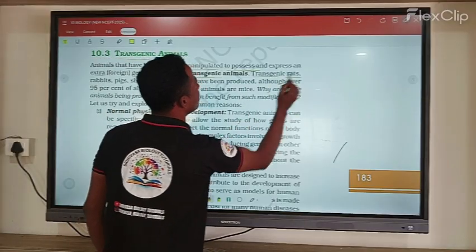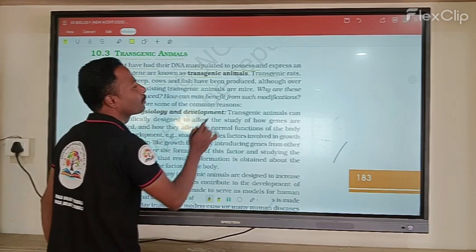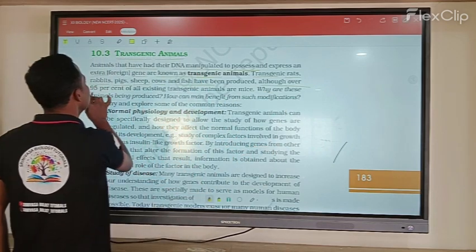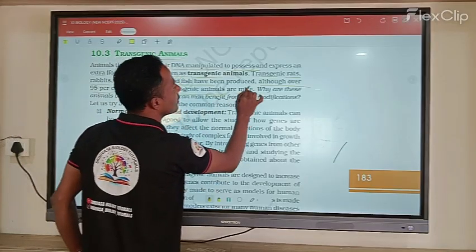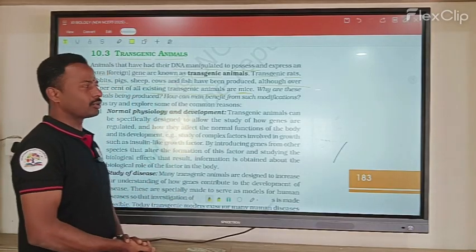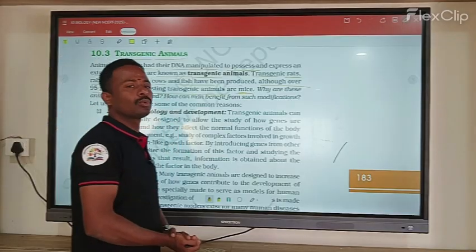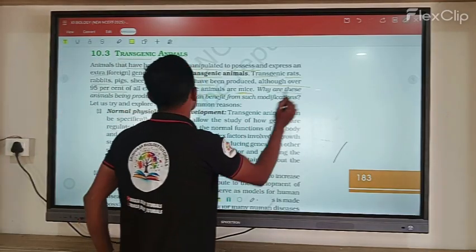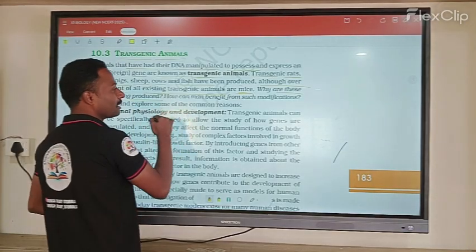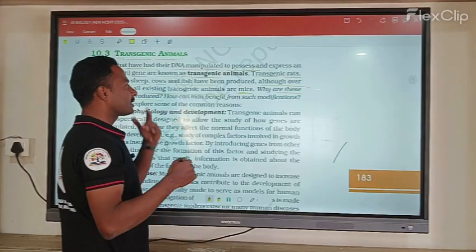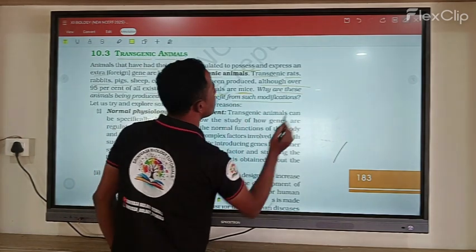Transgenic rats, rabbits, pigs, sheep, cows and fish have been produced, but over 95% of all existing transgenic animals are mice. These are examples. The most common existing transgenic animal is the mouse. Why are these animals being produced? Because a number of clinical trials are done on these animals to see how their benefits can come from such modifications.